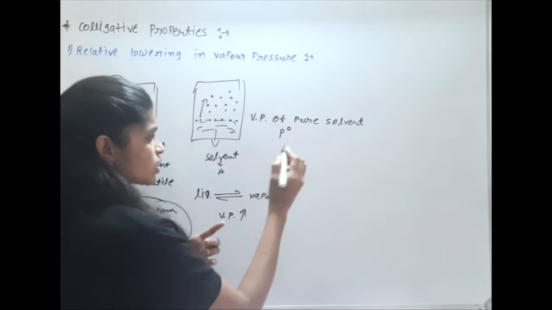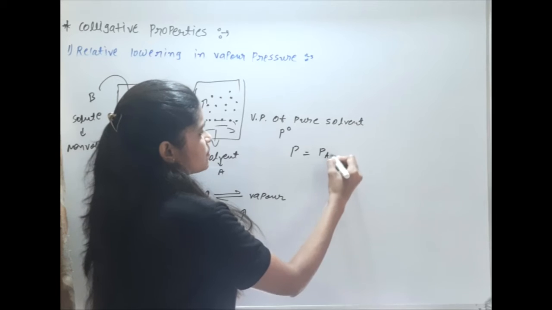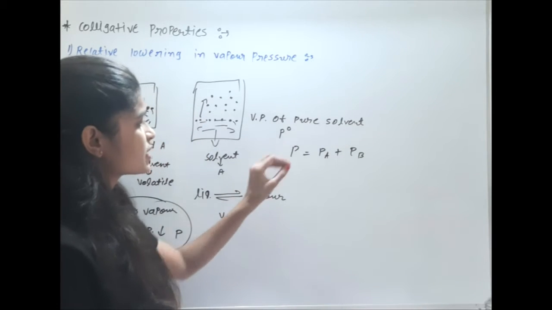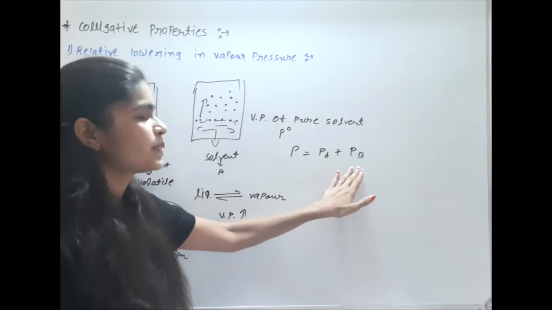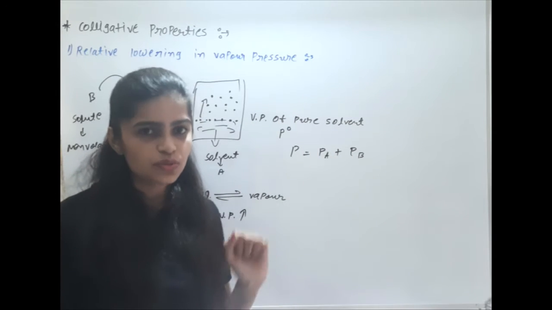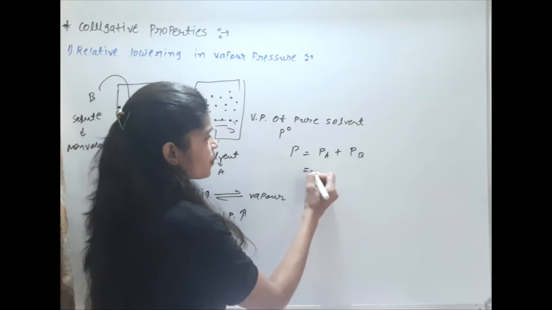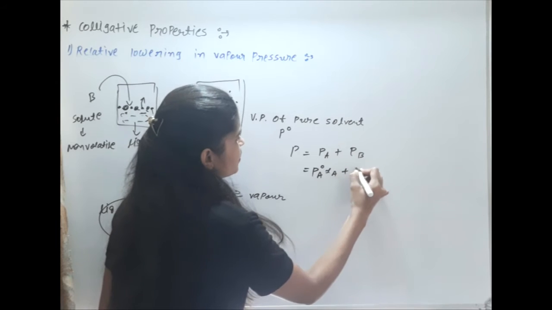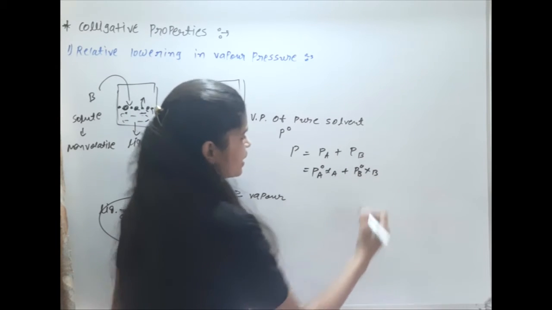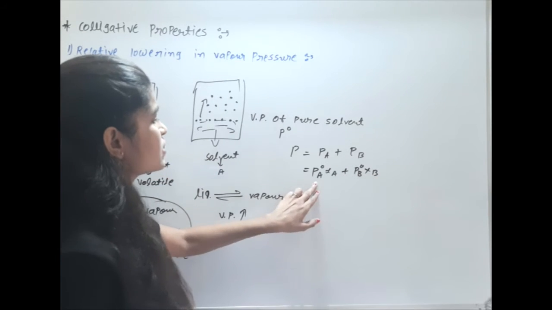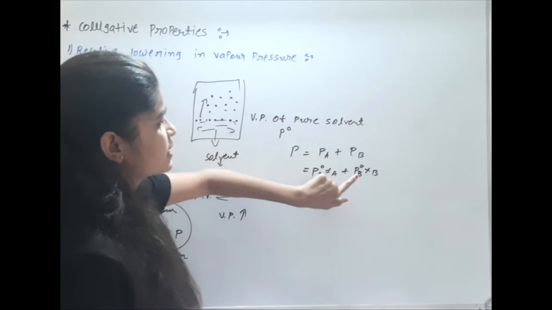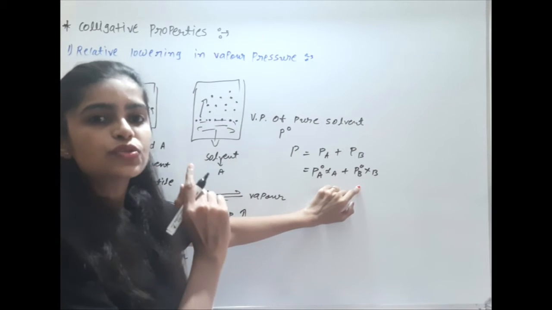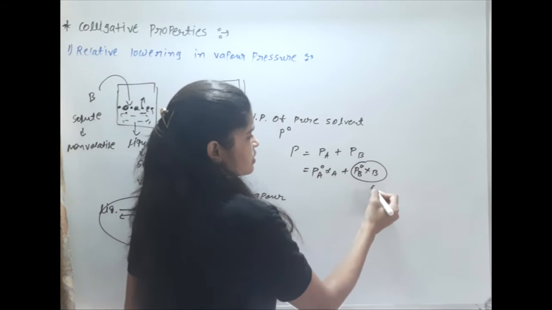So total vapor pressure P is equal to the partial pressure of A plus the partial pressure of B. In this case, A is considered the solvent and B is considered the non-volatile solute. So P is equal to PA0 XA plus PB0 XB. This is the pure solvent vapor pressure and this is the pure solute vapor pressure. But in this case, a non-volatile solute is present, so this term is considered as 0.